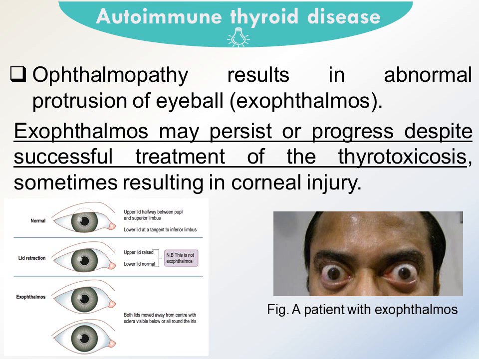With this image, you can see a patient with exophthalmos, as both lids are moved away from center with sclera visible below or all around the iris. And it's important to differentiate exophthalmos from lid retraction, in which the upper lid is raised while the lower lid remains normal in its position.